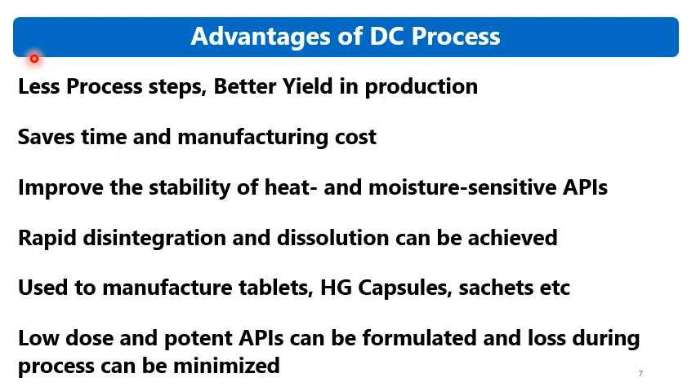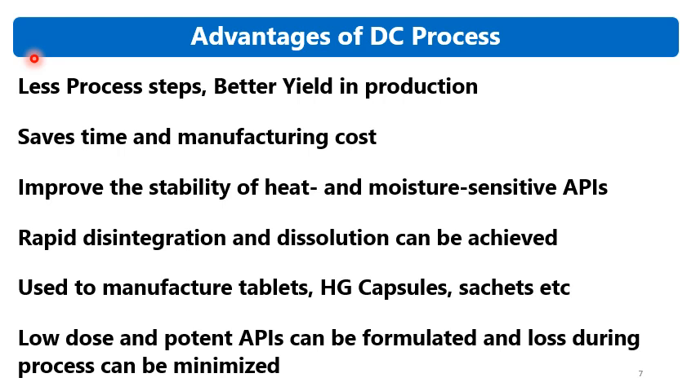Rapid disintegration and dissolution can be achieved. Generally, these DC formulations involve the use of diluents which are DC grade. Binding is not given as in RMG based granulation. That's why the tablets disintegrate rapidly and the dissolution is rapid. Very rapid or rapid dissolution can be achieved. It can be used to manufacture tablets or hard gelatin capsules. Also, the DC process can be used for sachet filling.